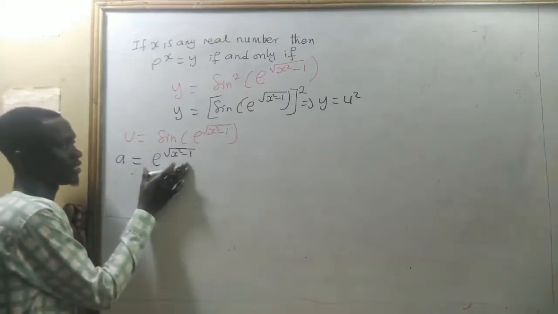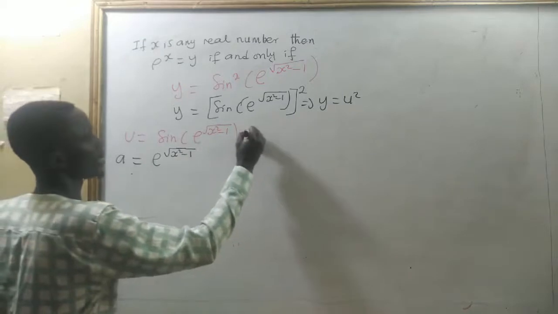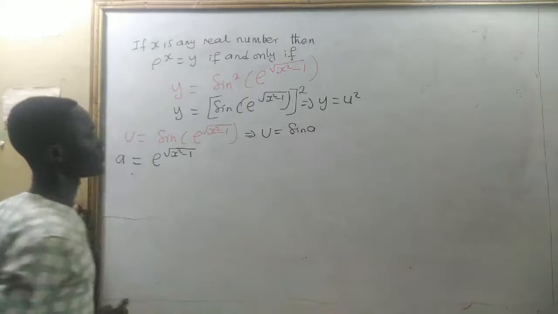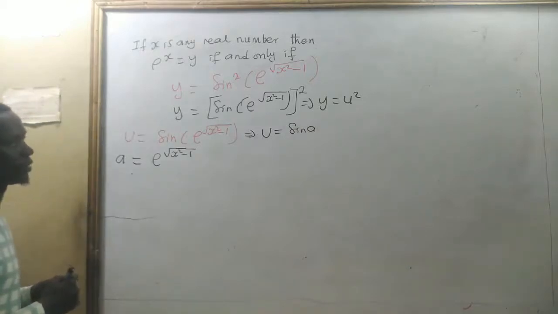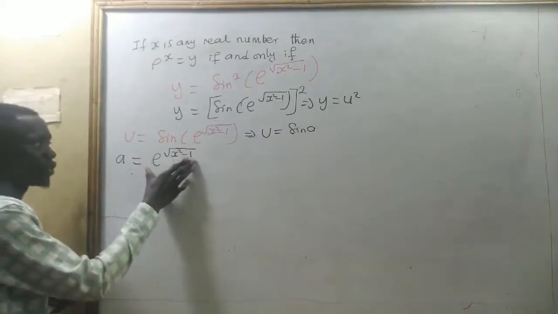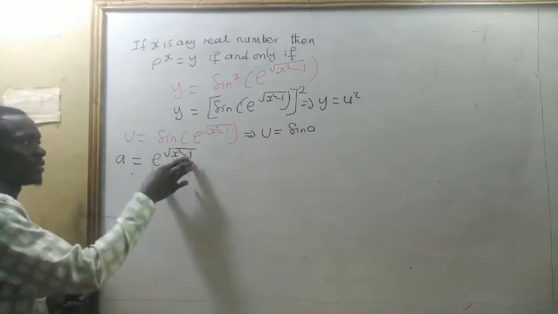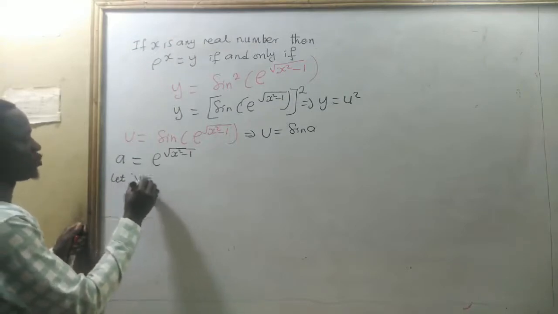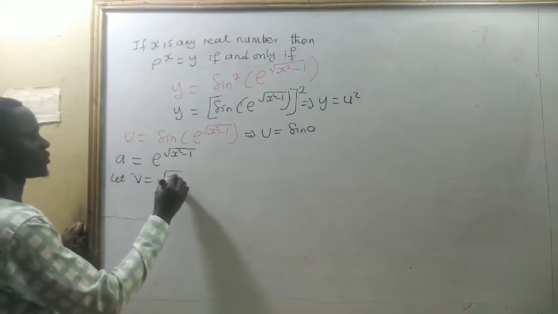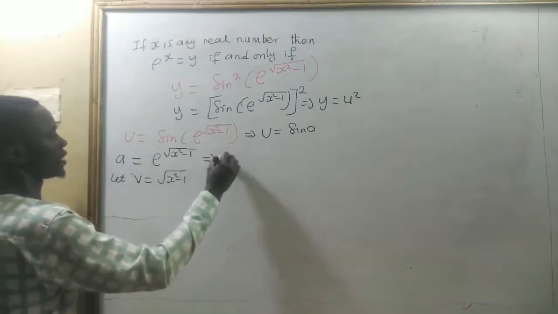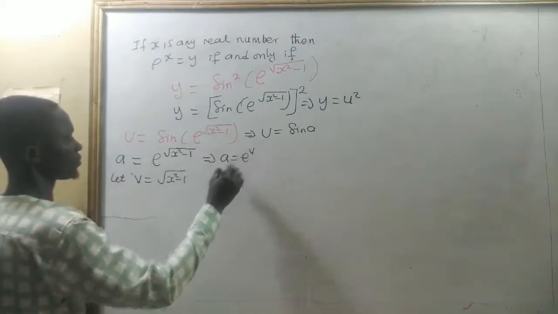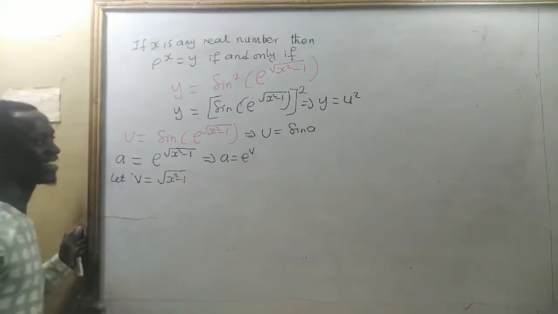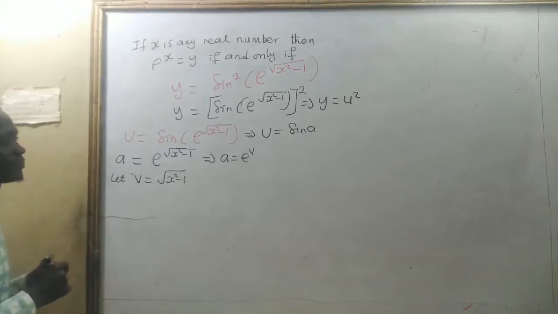Now, how do we differentiate this? Here, this implies that we have u to be equal to sine a. Wow. How do we differentiate this one too? This one too will require the use of chain rule again. So here, if I let v be equal to square root of x squared minus 1, this implies that a is equal to e to the power v. Now, this one too will require the use of chain rule again. So let's take our time.